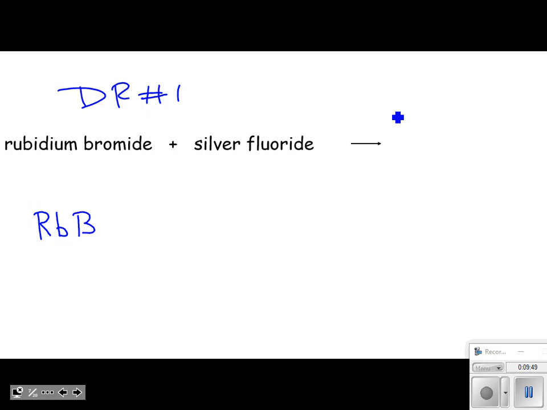Rubidium's a 1+, it's an alkali metal. Bromine's a halogen, so it's a 1-. Silver is a 1 plus. Fluorine's a 1 minus. So there are my two reactants.